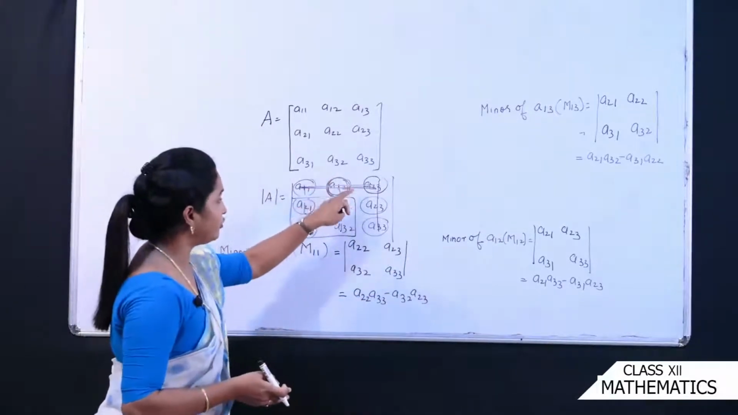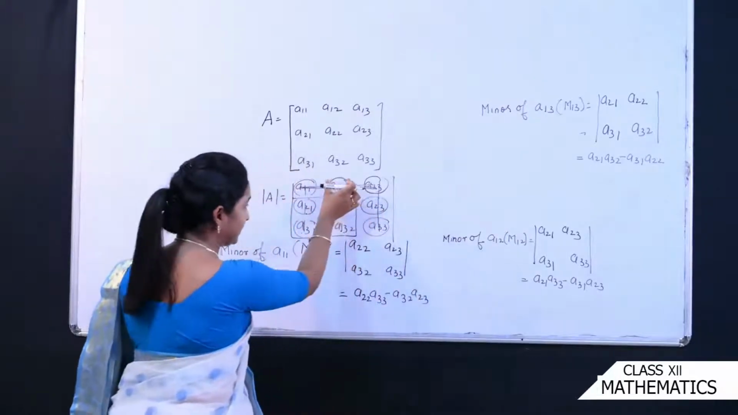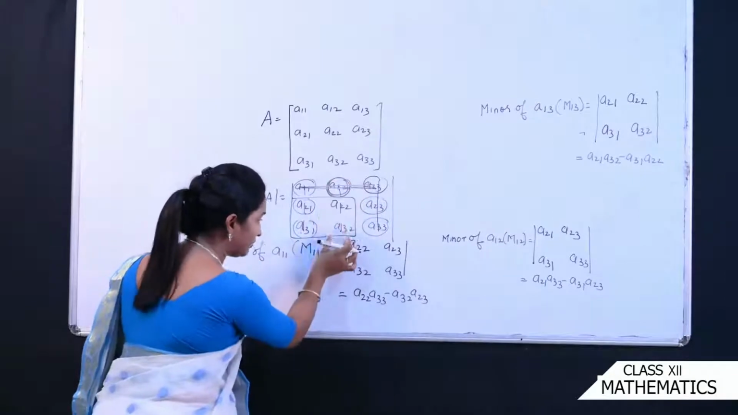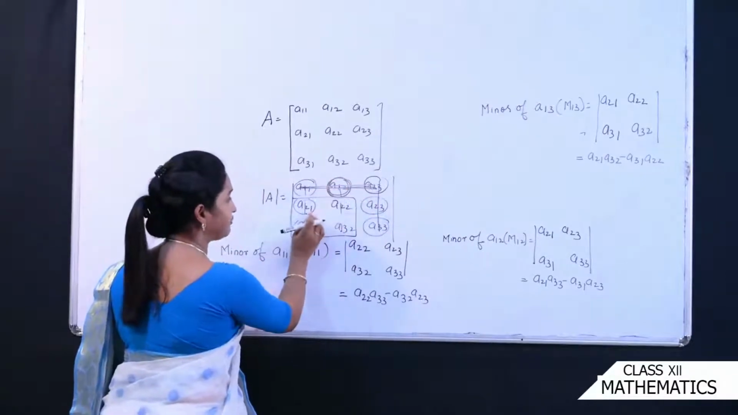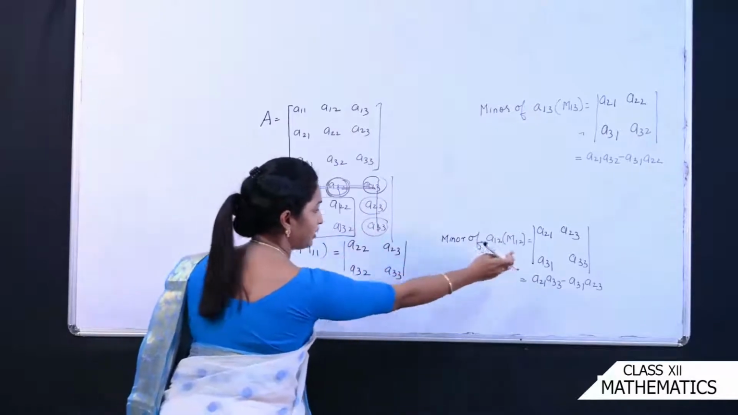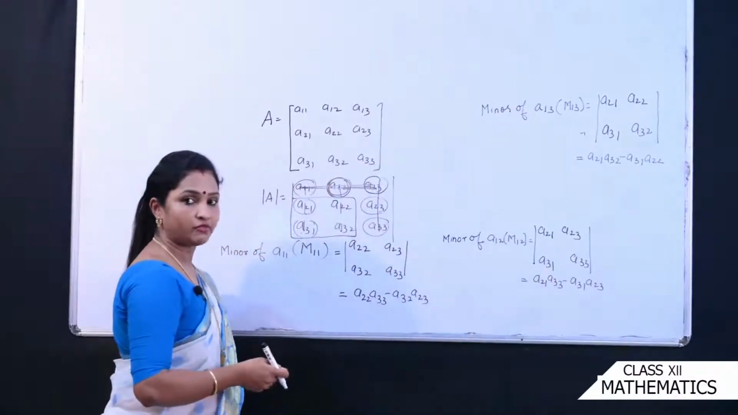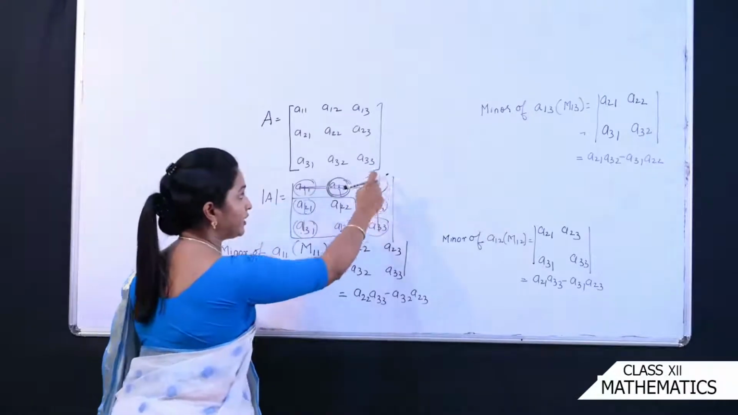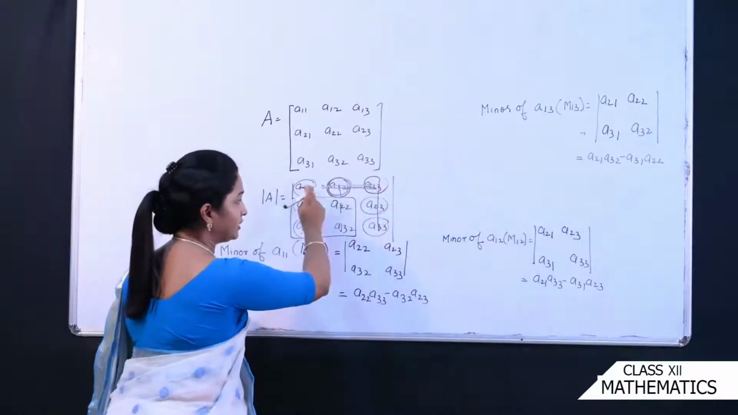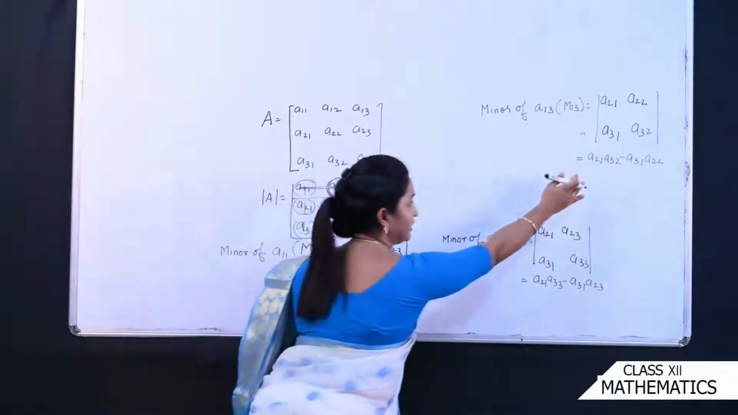Okay. Again, when you want to find the minor of A12, same thing, you will delete the row and column in which this element lies. What is left out? A21, A23, A31 and A33. And just cross multiply, put a minus sign, you'll be getting the answer for the second one. For the third one, again the same thing, you will delete the row and column and what is left out, that you will write down, so you're getting this answer.